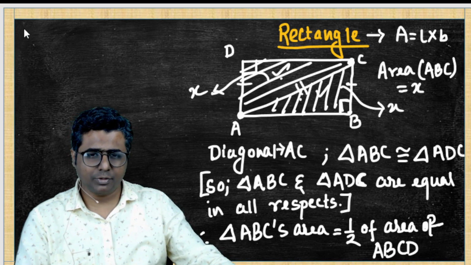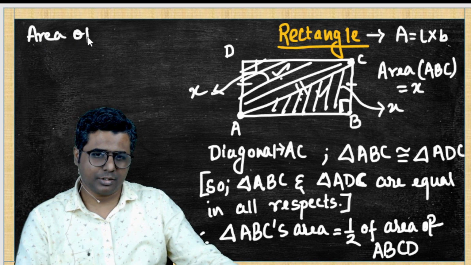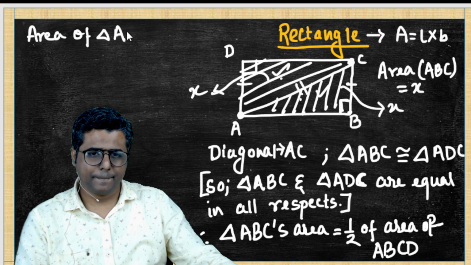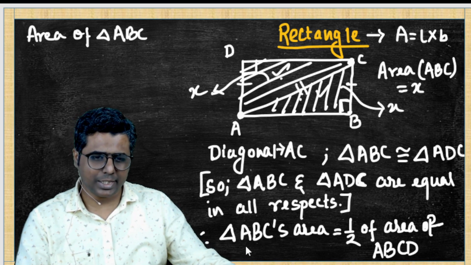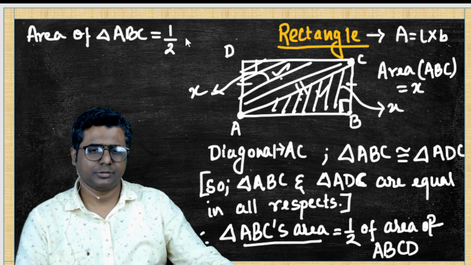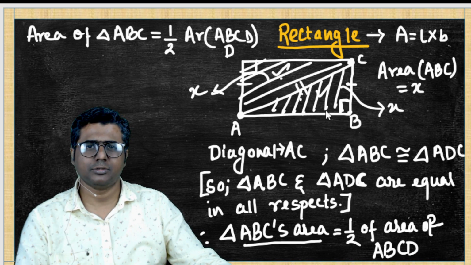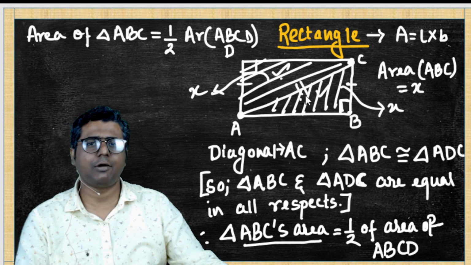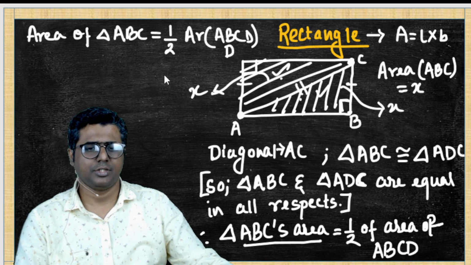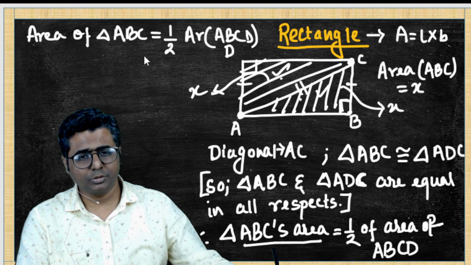Okay. So, if I want to calculate area of triangle ABC, what I have to do? Triangle ABC's area is equal to half of area of ABCD, because this and this part is equal. So, this and this will be individually equal to half of the area of rectangle. So, what is the area of rectangle? Area of rectangle is length into breadth, you know that very well.